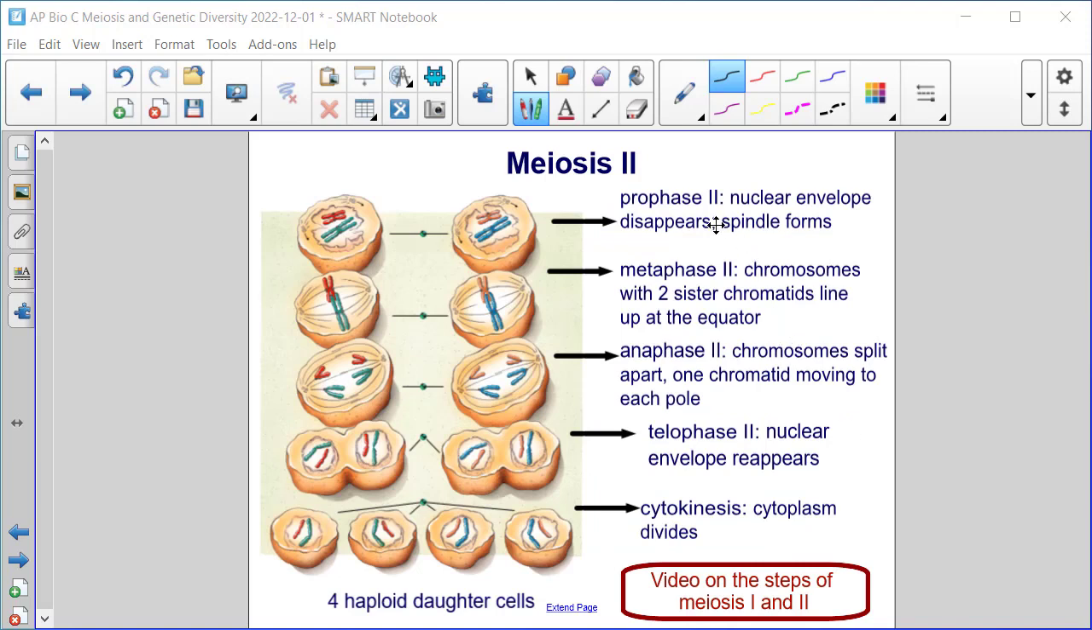In prophase 2, the nuclear envelope disappears and the spindle forms. In metaphase 2, the chromosomes with 2 sister chromatids line up at the equator. In anaphase 2, the chromosomes split apart, 1 chromatid moving to each pole. In telophase 2, the nuclear envelope reappears. And during cytokinesis, the cytoplasm divides, and we're left with 4 haploid daughter cells.